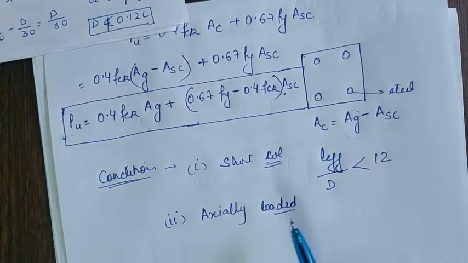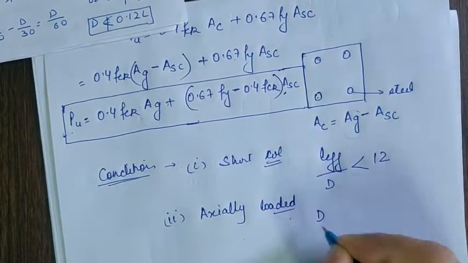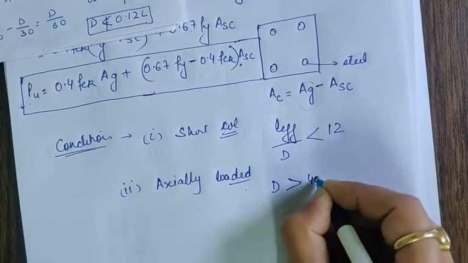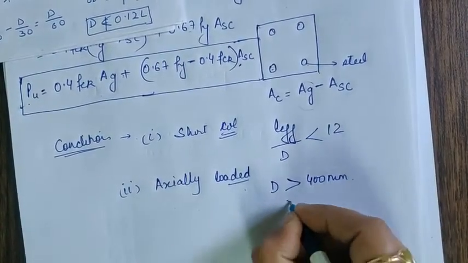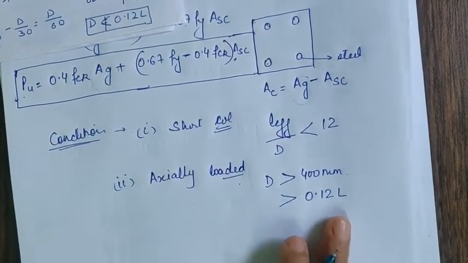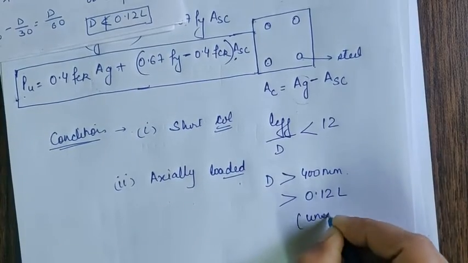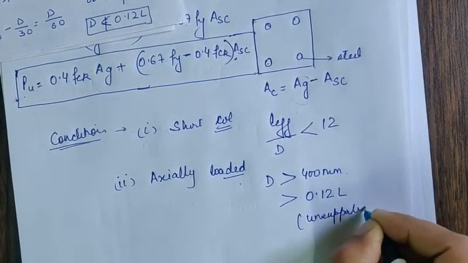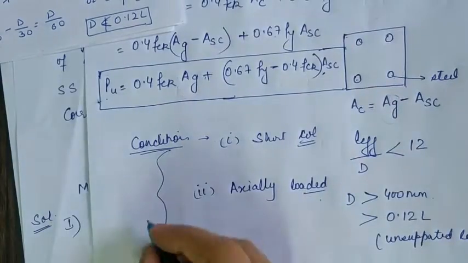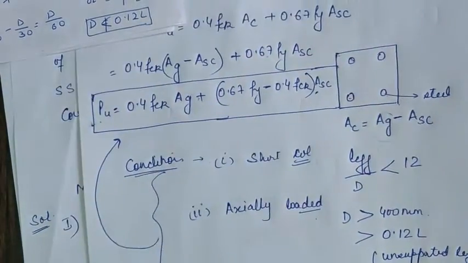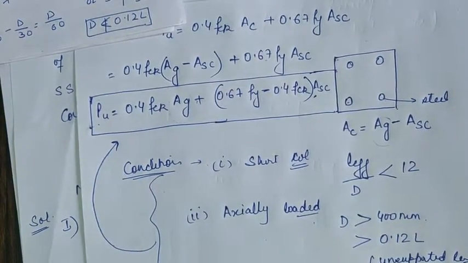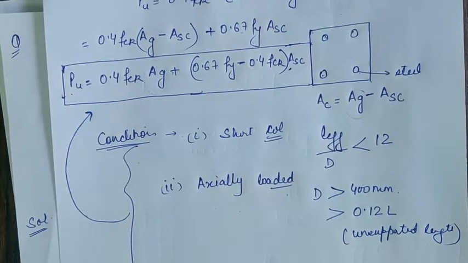So, for axially loaded, the criteria is that the minimum dimension should be greater than 400 millimeters and it should also be greater than 0.12 times L. What is L over here? L is the unsupported length. It is not the effective length. So, if these two criteria are satisfied, I can find the ultimate load carrying capacity by using this formula. Is it okay? Clear? So, let's start with a very simple question.